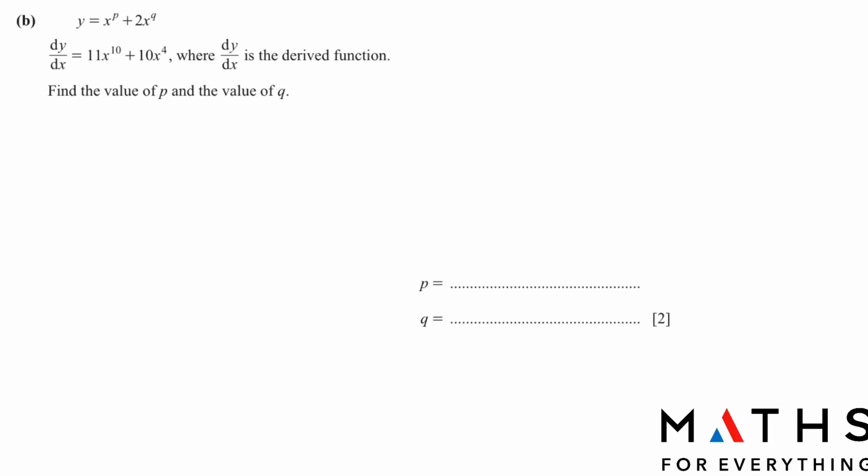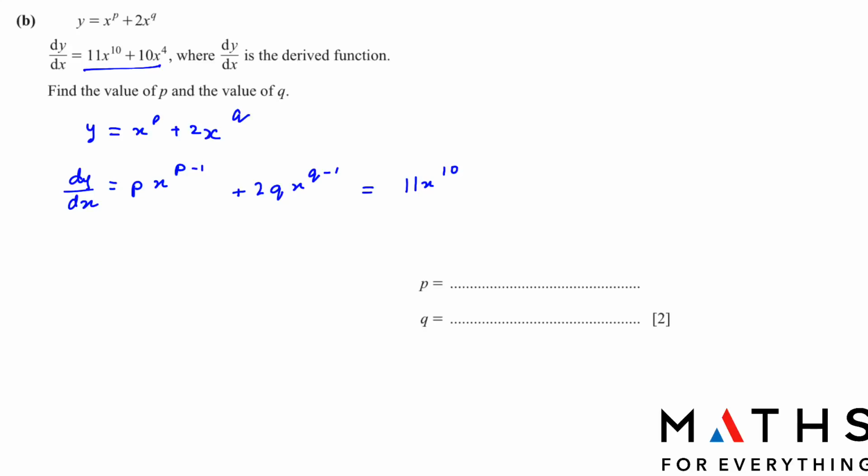In part B, we have been given an equation and we have been given the differentiation of that equation. We have to find the value of P and Q. An interesting question. So let's write down the question and differentiate this. The P comes in the front, right? The power we multiply by the number in the front and we minus 1 from the power. Multiply by Q, 2 multiply by Q and Q minus 1 is equal to 11x to the power of 10 plus 10x to the power of 4.